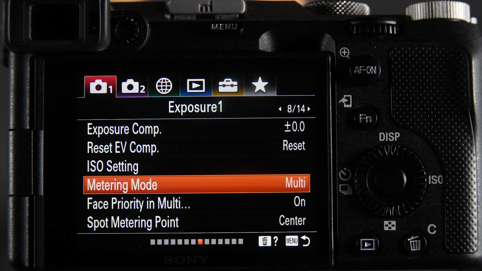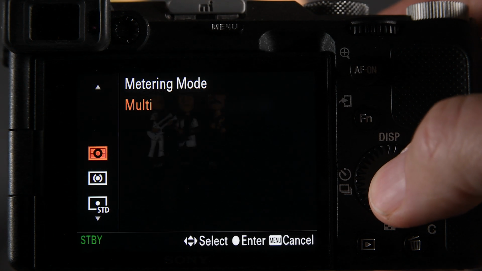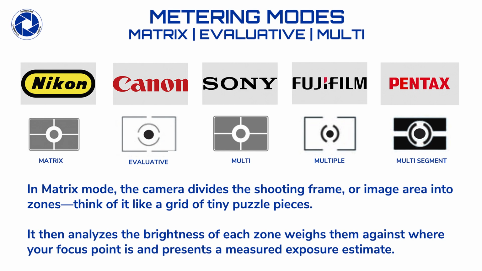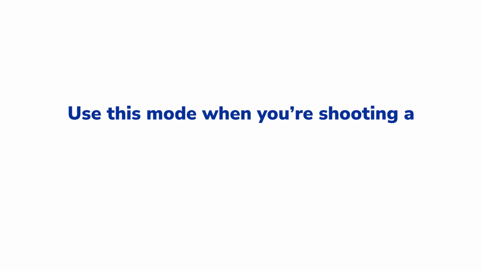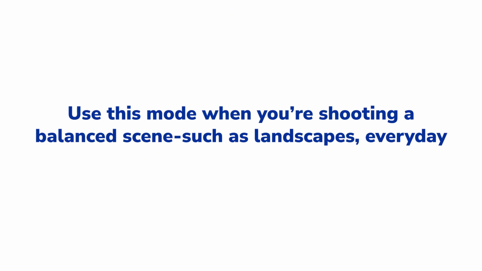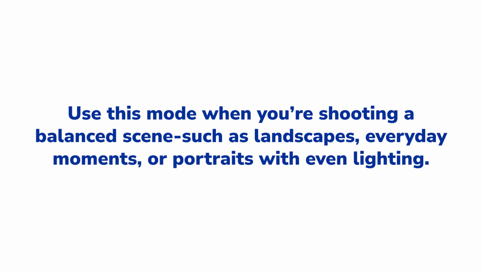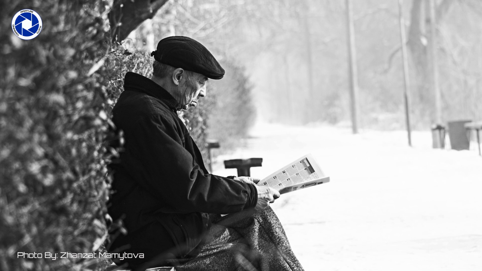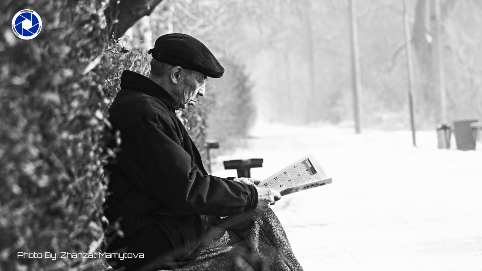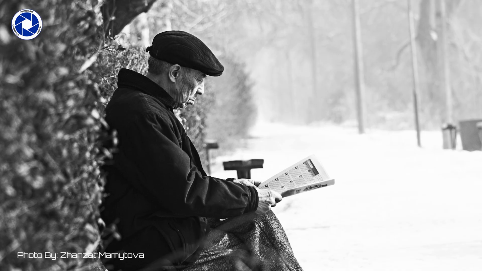The matrix metering mode is the camera's default metering mode, and the one most commonly used. In matrix mode, the camera divides the shooting frame or image area into zones. Think of it like a grid of tiny puzzle pieces. It then analyzes the brightness of each zone, weighs them against where your focus point is, and presents a measured exposure estimate. It's pretty smart most of the time. Use this mode when you're shooting a balanced scene, such as landscapes, everyday moments, or portraits with even lighting. Be careful, matrix can be fooled by extreme lighting contrasts, like a bright sky behind a dark subject.